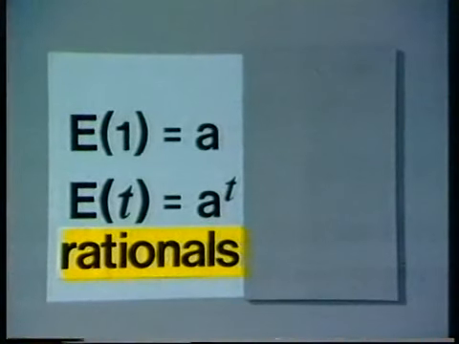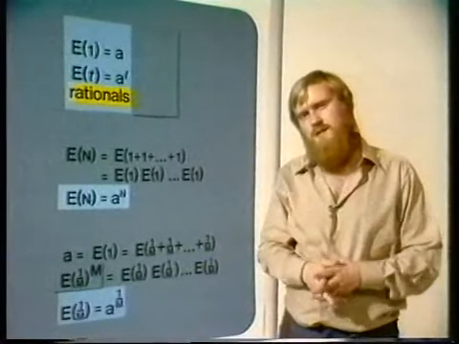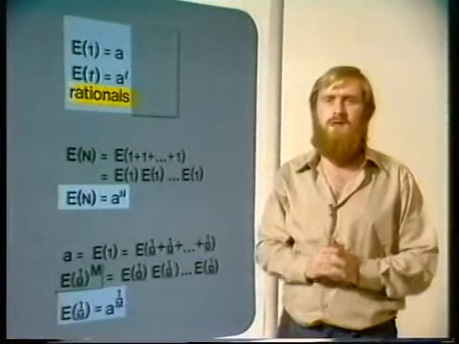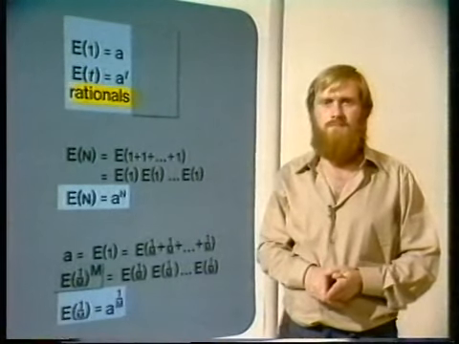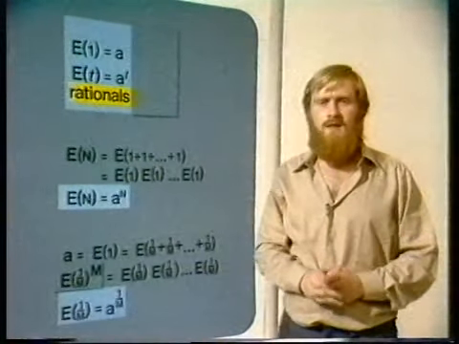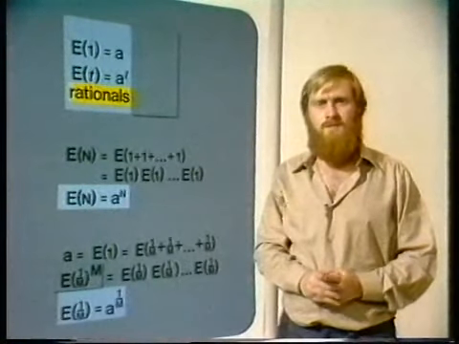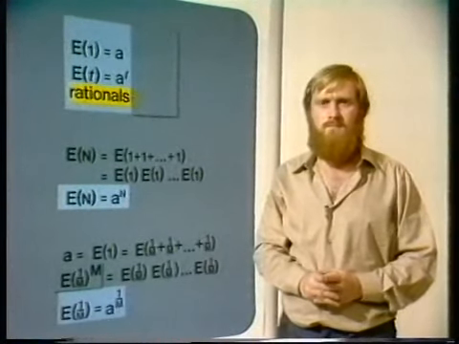But what about irrational values of t? Well, remember the rational rule, which says that if two functions agree on the rationals and they're both continuous everywhere, then they must agree everywhere. Well, we know capital E is continuous everywhere, but what about the function t maps to A to the t?